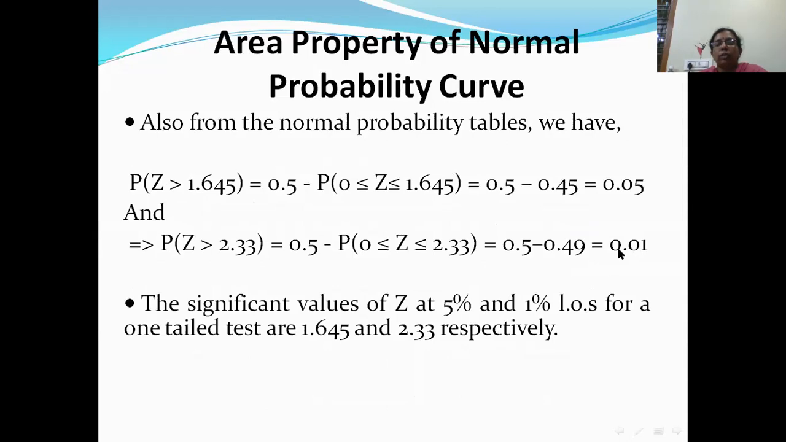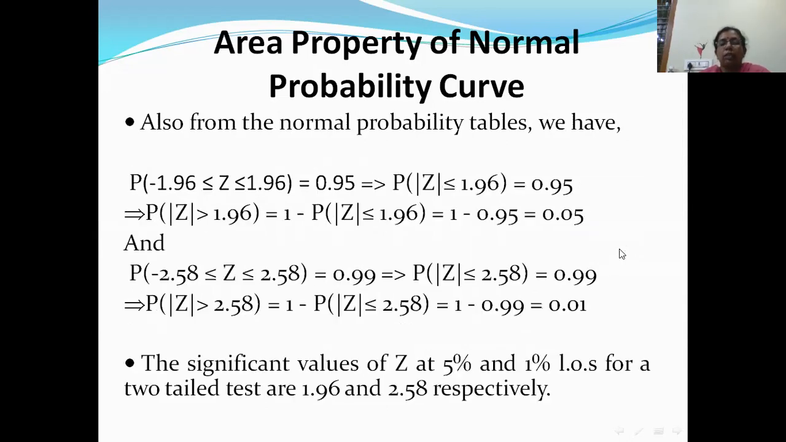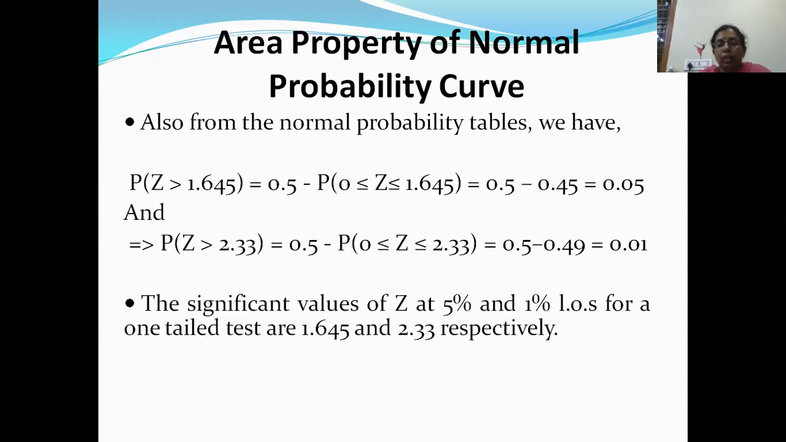And this is 1%. So at 5% you have the value as 1.96 and at 1% you have 2.58. So for a two-tailed test, the table value of Z for 5% is 1.96 and for 1% is 2.58. You have to remember the table values. This is for two-tailed, that means whenever you have H1 as not equal to. And if in H1 you have greater than or less than symbol, then that is called a one-tailed test.